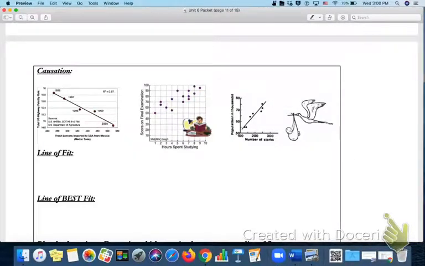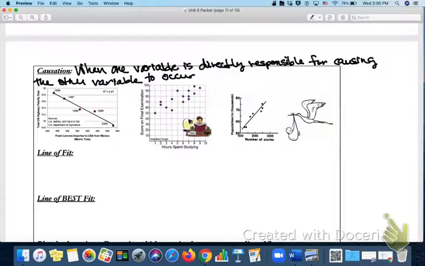Causation. This is when one variable is directly responsible for causing the other variable to occur. Okay? You can have correlation without causation, and we're going to talk about that a little bit here. Let's look at the first graph.